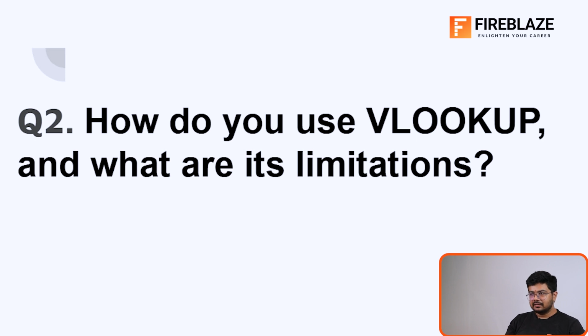Alright. And its limitations are that by using VLOOKUP, we can only move from left towards right and not the other way around, because that is how the syntax of VLOOKUP has been created. We cannot go backwards. We have to always move from left towards right. And that is the most basic limitation of VLOOKUP. All right. So this is how you answer this question.